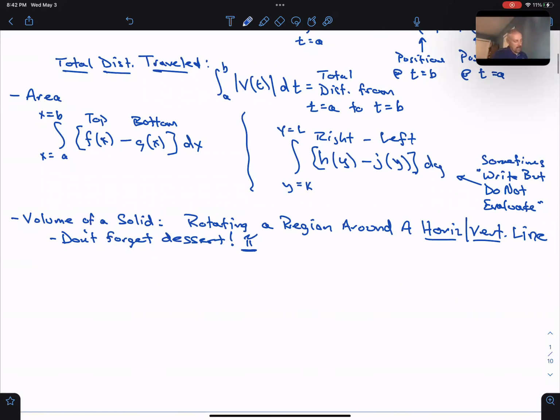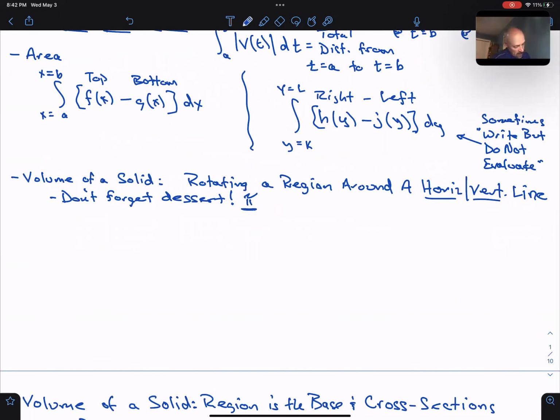Okay, so first off, if it's rotated around a horizontal line, everything's going to be in terms of x. The bounds, the integrand, the differential, all going to be in terms of x.